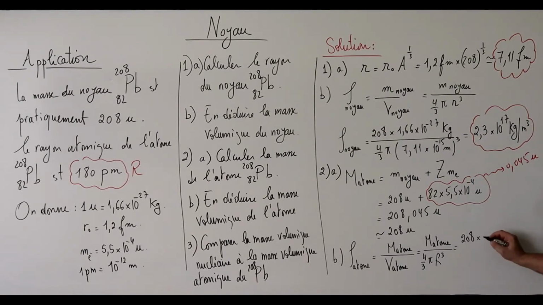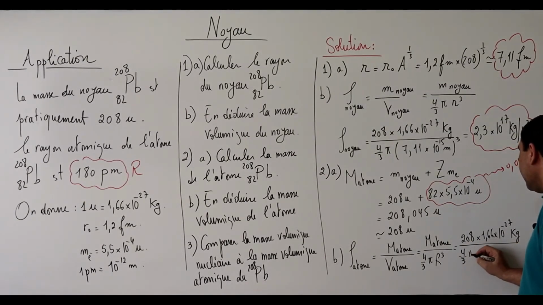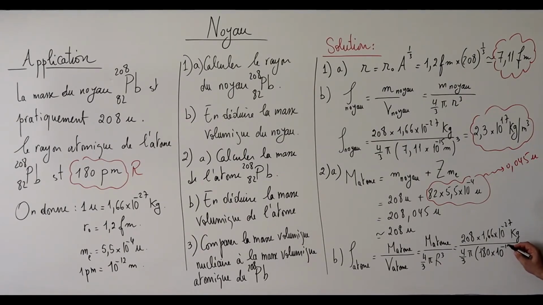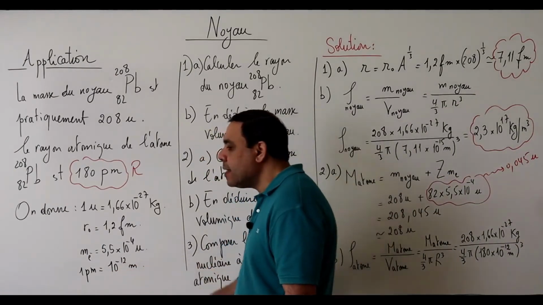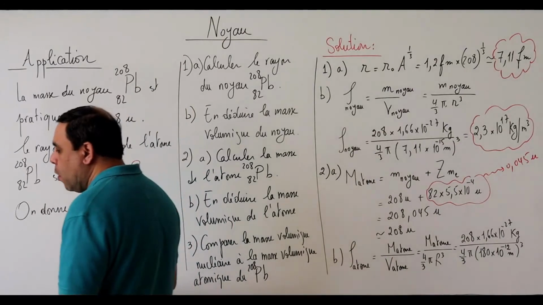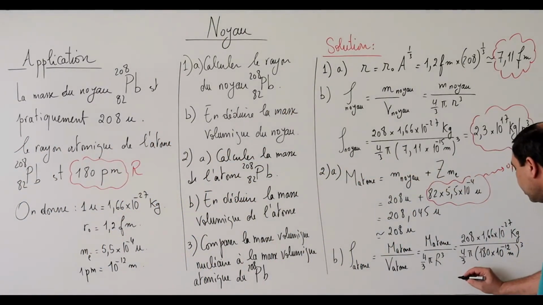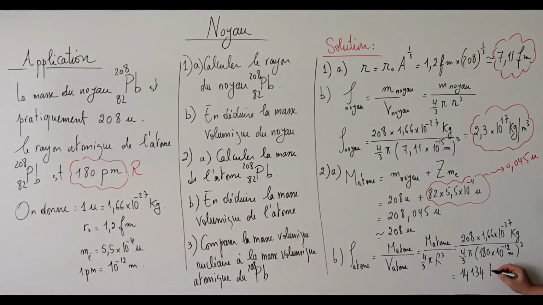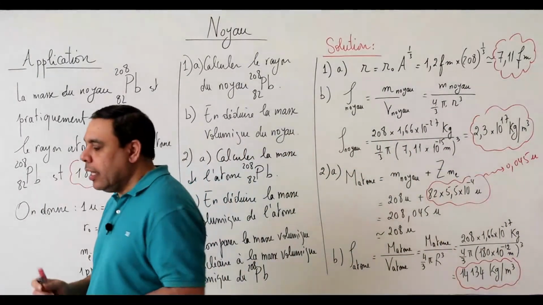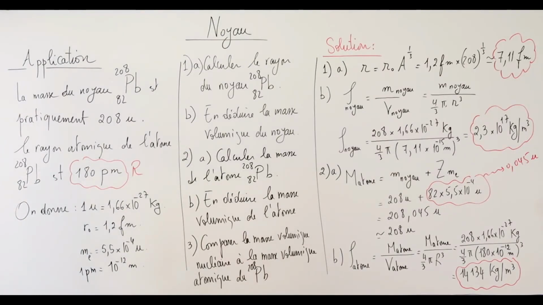208 U, convert U to kilograms, multiply by 1.66 times 10 exponent minus 27. Now this becomes in kilograms, over 4/3 pi multiplied by r. R is 180 times 10 exponent minus 12. Each picometer is 10 exponent minus 12 meters. The density equals 14,134 kilograms per meter cubed. This is the density of the atom, 14,134 kilograms per meter cubed.